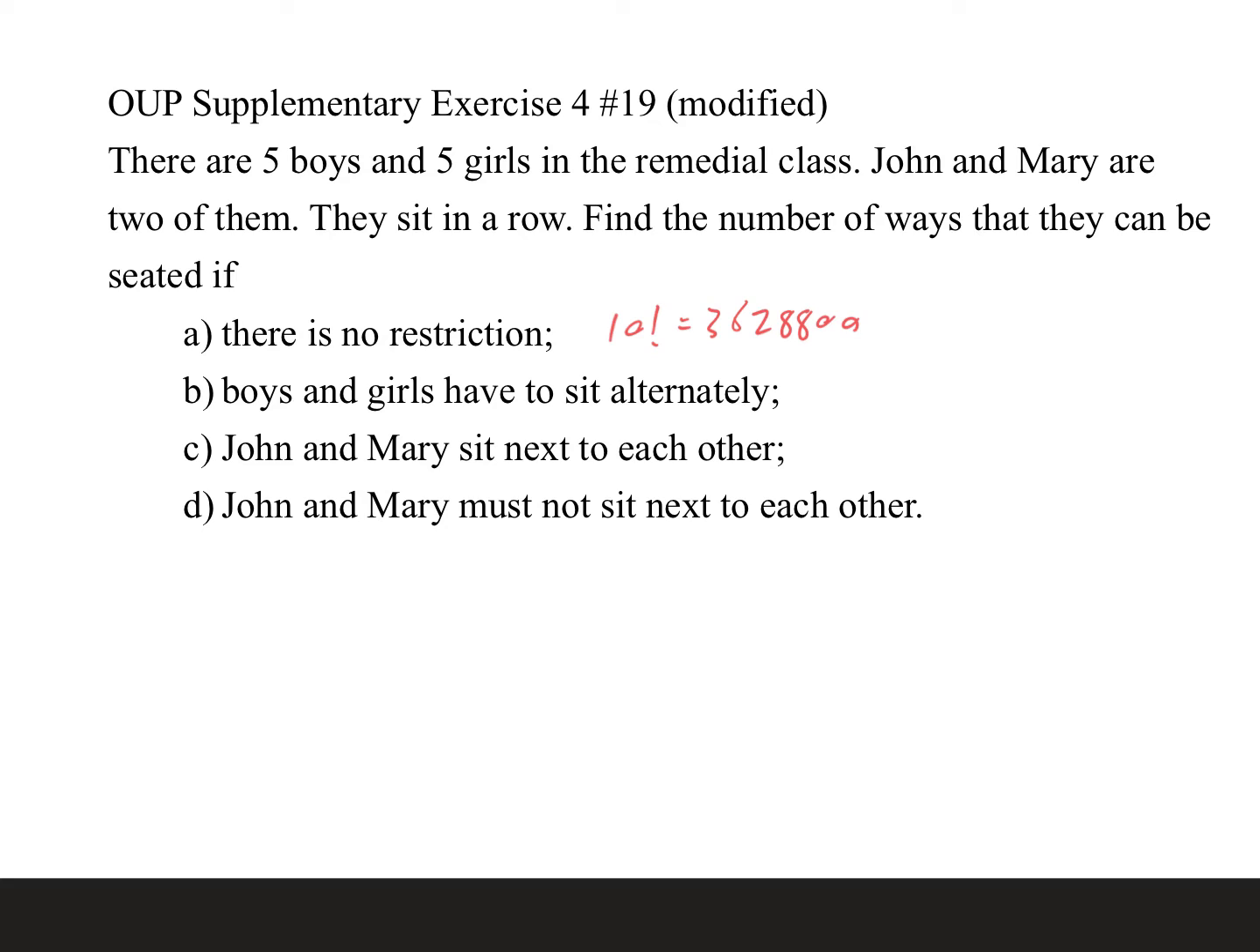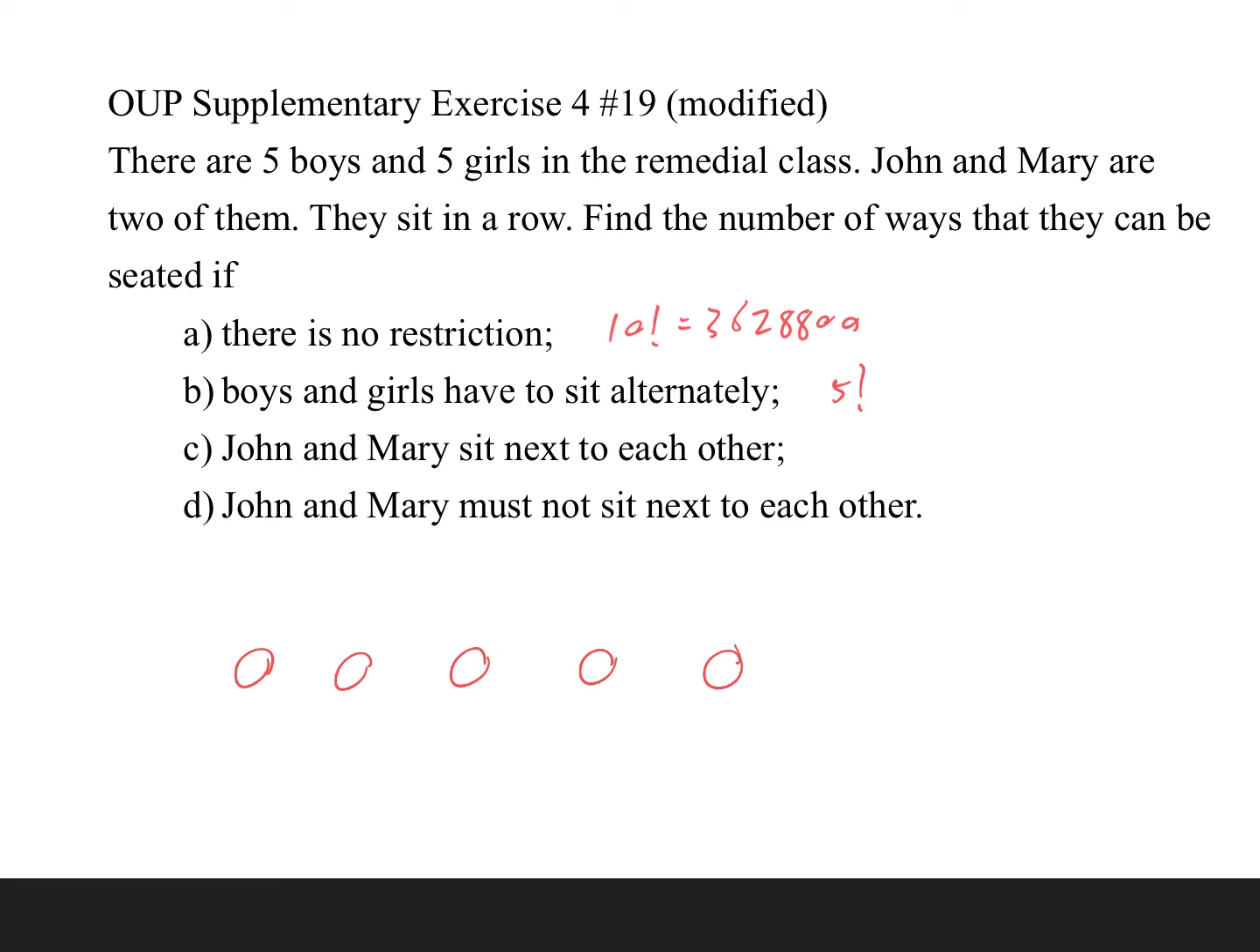And then, now part B. Boys and girls have to sit alternately. This is an interesting part. Now, must learn this question because this is very common type of problem. Now, suppose we have the boys sit first. Okay? So we have boys, now the boys, right? These are the boys. Sit first. Then these 5 boys, the number of permutation will be 5 factorial.